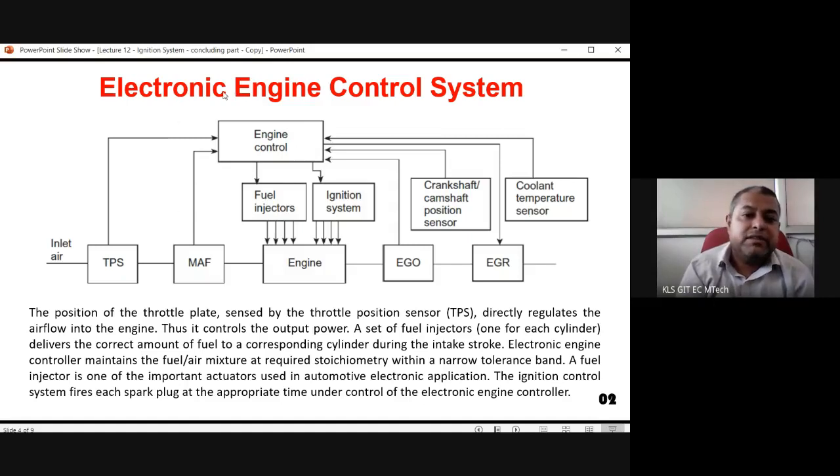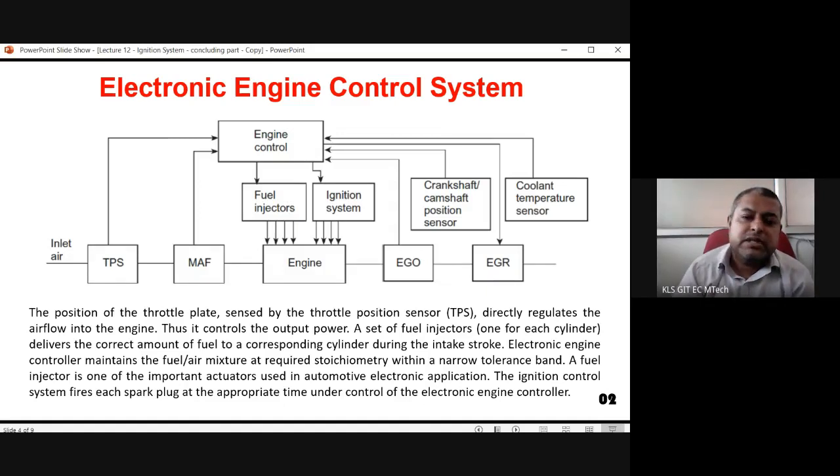So MAF is one input parameter. Then TPS is another input parameter, then EGO is another input parameter, crankshaft position is another engine parameter, and coolant temperature sensor is another engine parameter. So these are the 5 engine parameters coming to the engine control, and there are some other parameters as well. Depending on the values of these parameters, engine control takes the decision. The three output parameters are fuel injector, ignition system, and EGR.